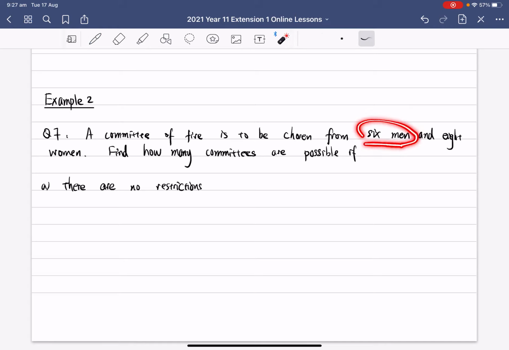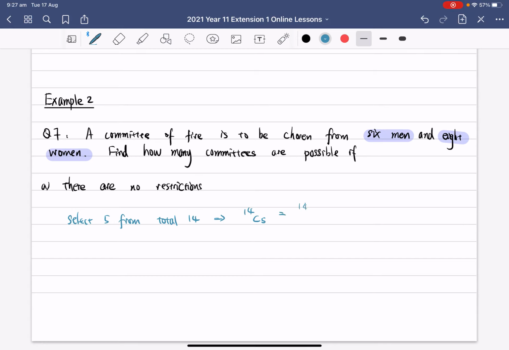So we've got 6 men and 8 women. In total, we have 14 people, and we only need to select 5 from 14. So the answer would be just 14C5. Remember, order is not important. And then obviously you can use your calculator to simplify this.